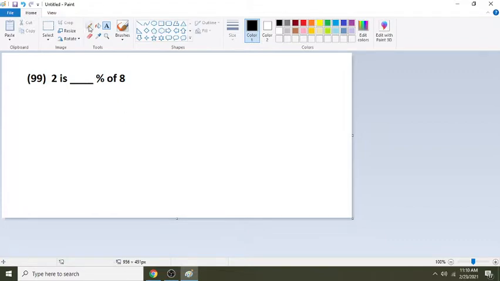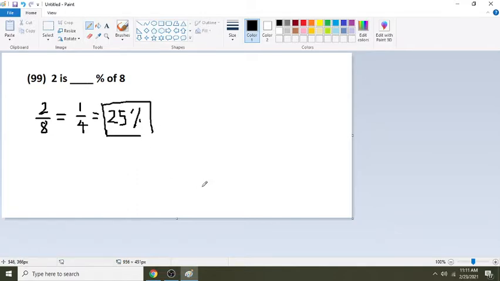So the quickest way to do this is that's 2 over 8. If you're going to reduce it, it's 1/4, which leaves us to 25%. That's it. Okay.